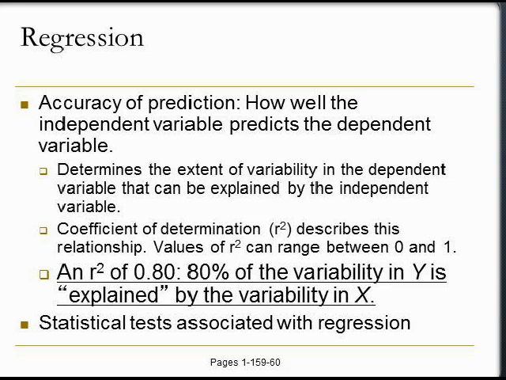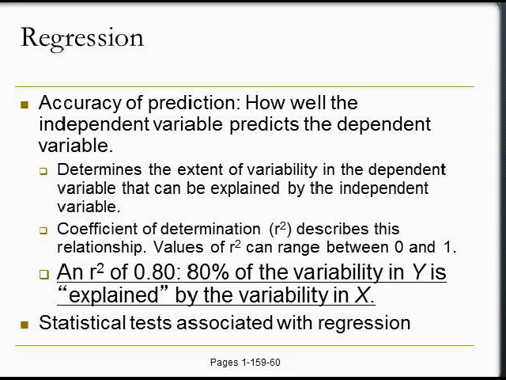Now, the accuracy of that prediction model is equally important. We are describing how well the independent variable predicts the dependent variable. So an R squared here of 0.8, or the coefficient of determination, or the R squared value, note that's a capital R, has a range of values now between 0 and 1 because we've squared the R value, so it takes away the negative values. An R squared of 0.8 means that 80% of the variability in Y is explained by the variability in X.